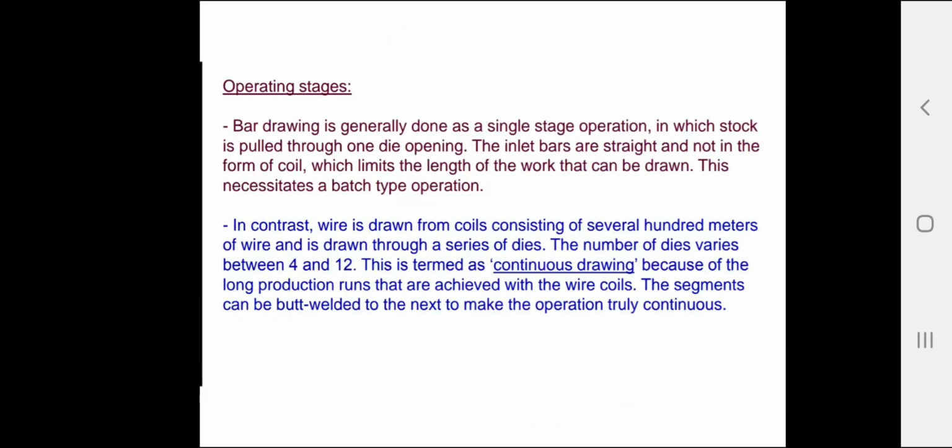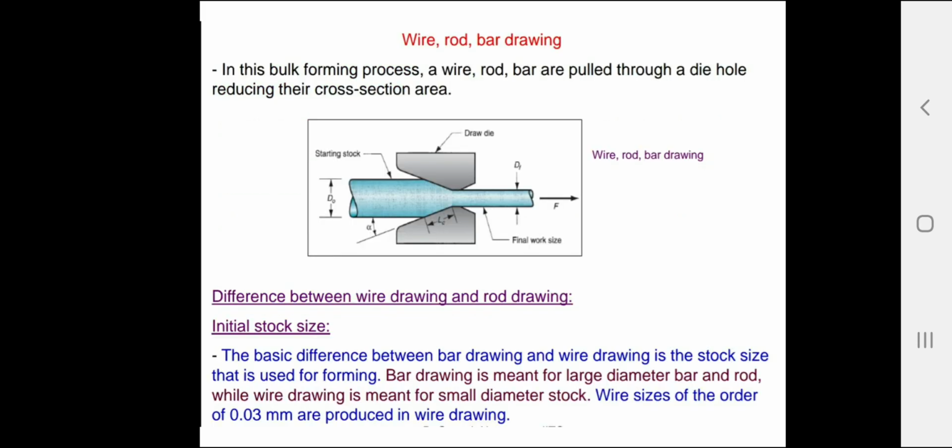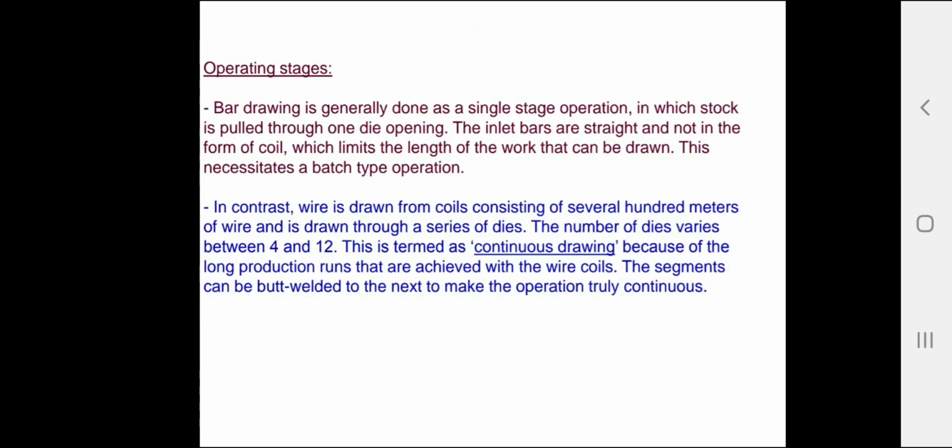Bar drawing is generally done as a single stage operation in which the stock is pulled through one opening. The inlet bars are straight and not in the form of a coil, which limits the length of work that can be drawn. This necessitates batch type operations. So this comes under bulk forming operations.